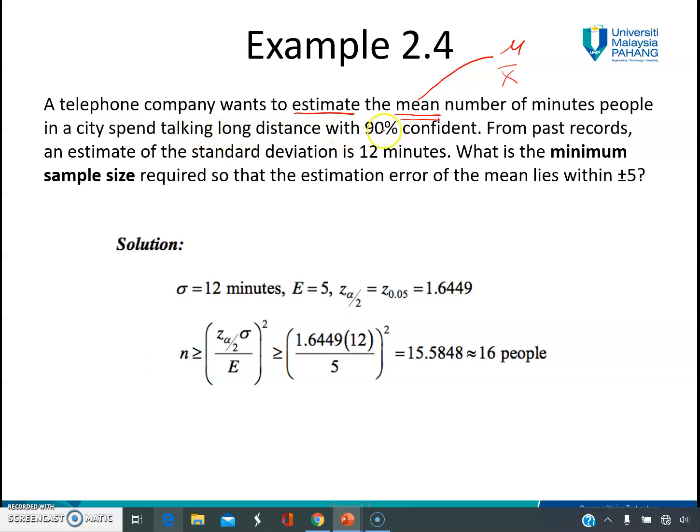Alright. With 90% confident. So from this 90% confident, you know your alpha is 0.1. How do you know? 100 minus 90%, you get 10%. So 10% you convert to alpha, you get 0.1. Alright. Now, from past record, an estimate of standard deviation is 12 minutes.